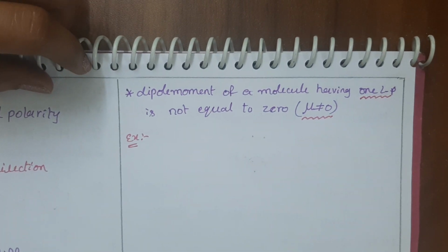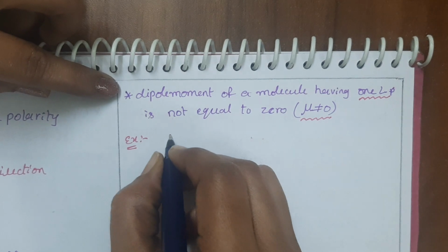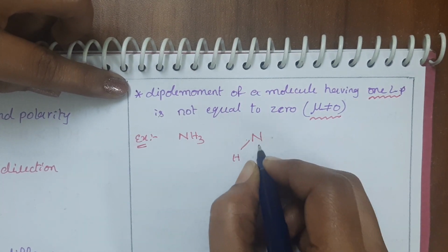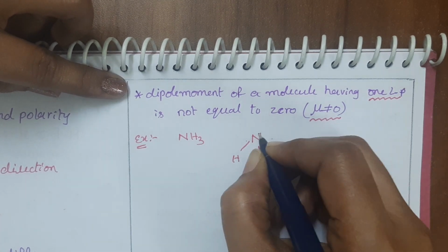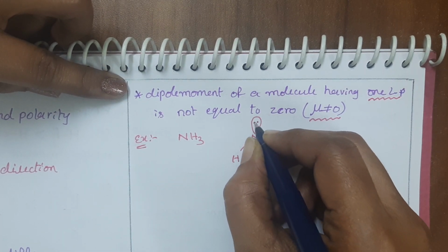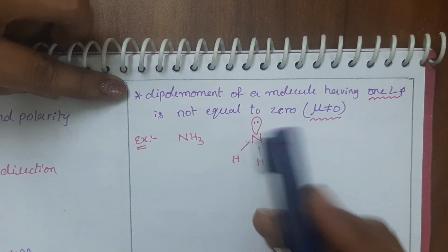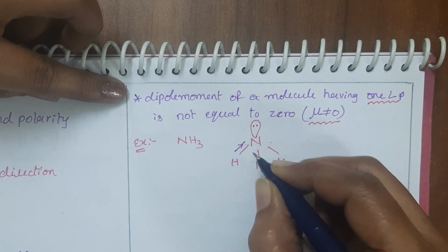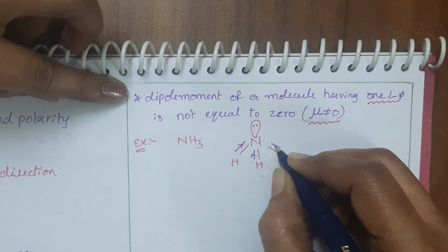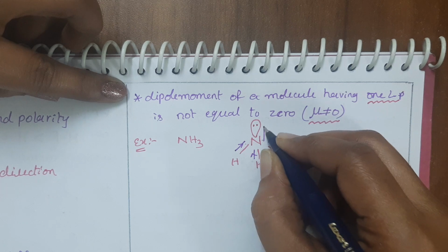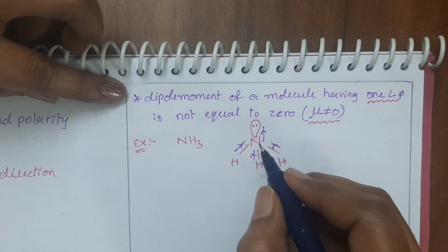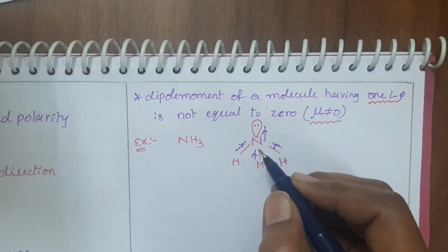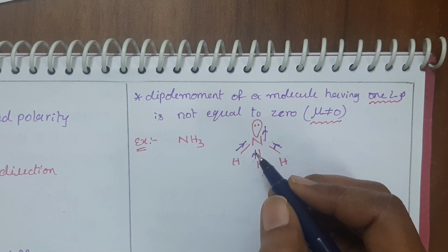For this one, take NH3 as an example. In NH3, draw the structure: hydrogen, hydrogen, hydrogen, and one lone pair of electrons is there. Here hydrogen is less electronegative than nitrogen, so we should measure in this direction. Next, from atom to lone pair. As I already explained, we have to measure the dipole moment from atom to lone pair.